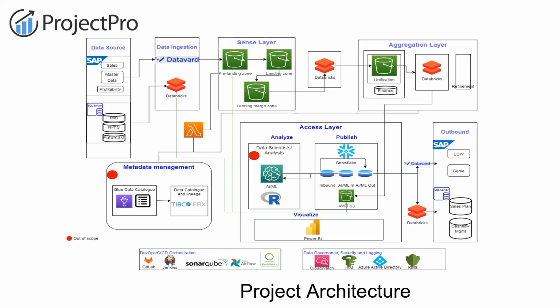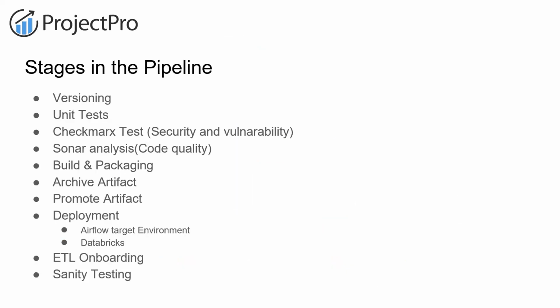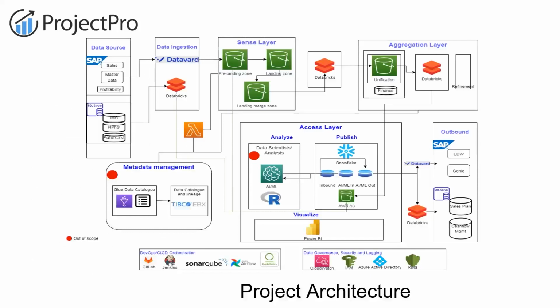So data first comes to a sense layer, which we also call the raw layer in Medallion architecture terms. First we get the raw data into the pre-landing zone, and we do some checks on whether the data sent by the upstream teams matches whatever we have received. So we have some checks involved, maybe the count of the data and schema of the data and so on.